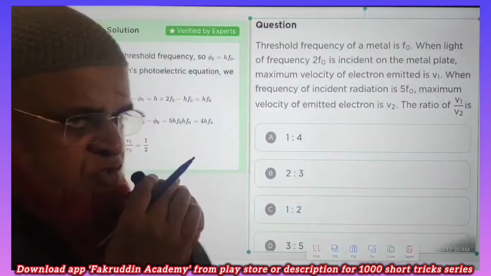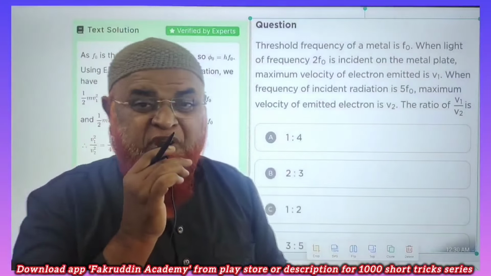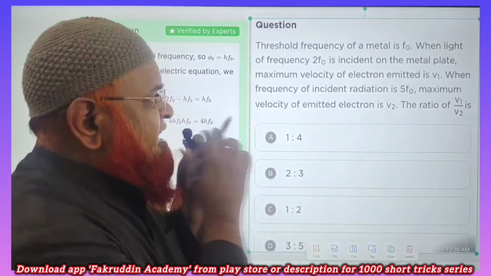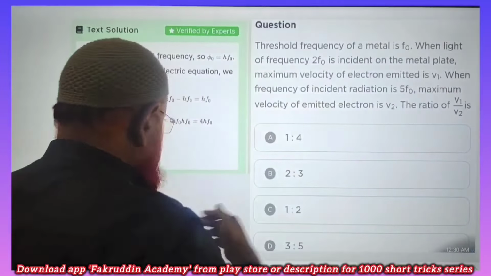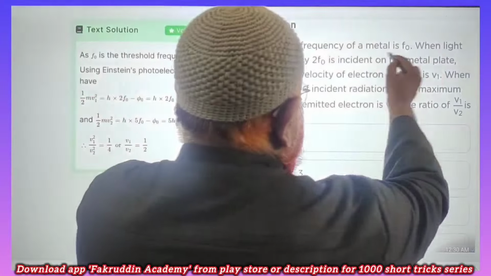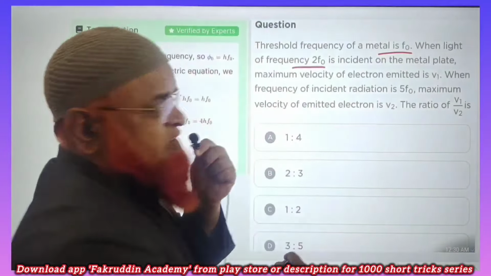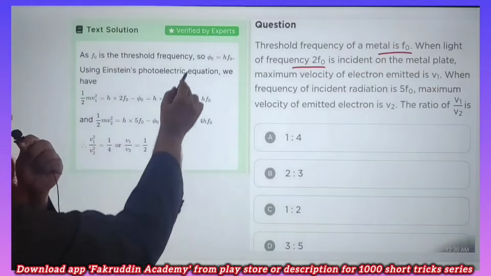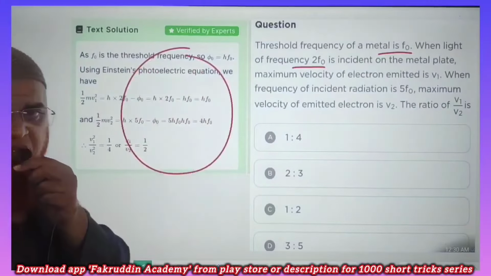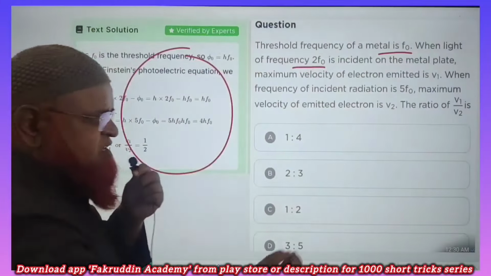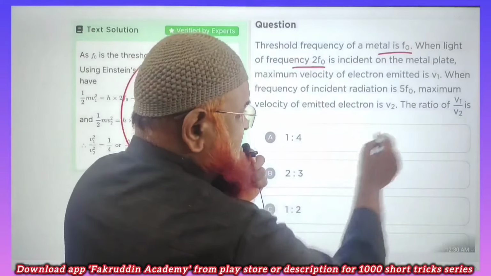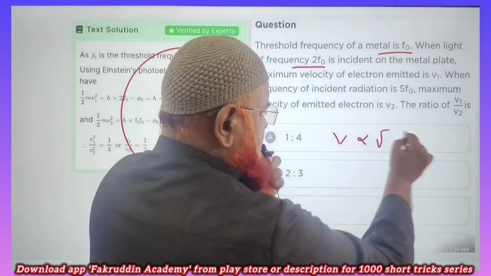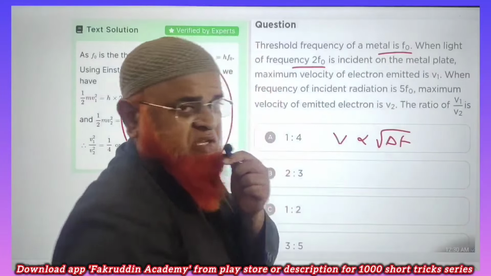Hey students, see the question asked in previous years. He is asking us to find out the ratio of velocities. He has given the metal frequency and also the frequency of an incident light ray. You can just see the lengthy methods given in the books. We can bypass this method. He's asking us to find out the velocity ratios. You can just take velocity is directly proportional to the square root of the frequency difference.